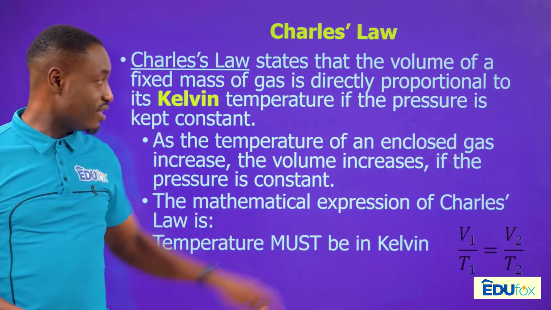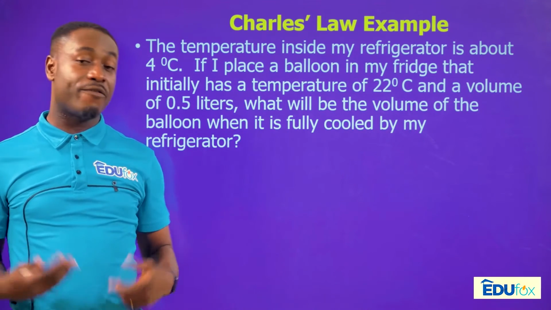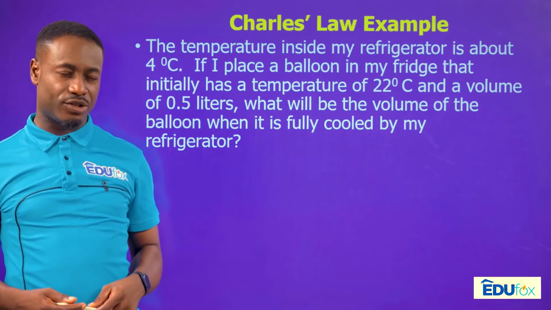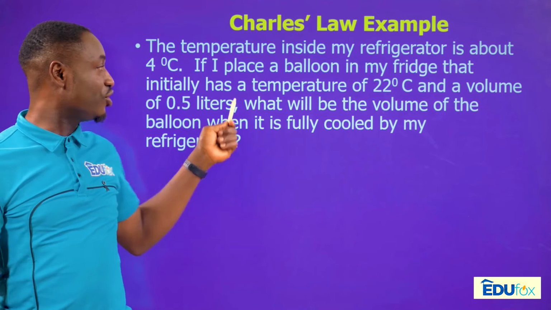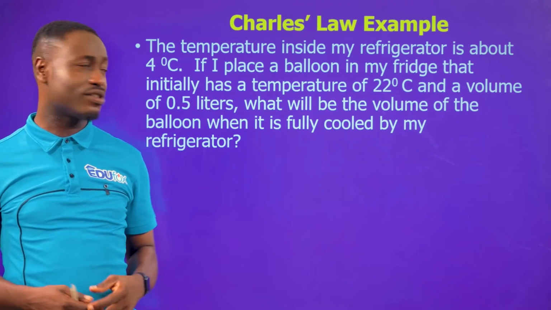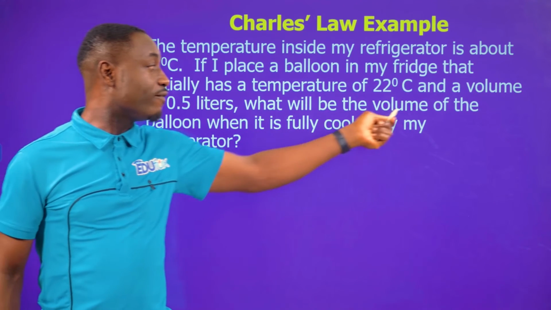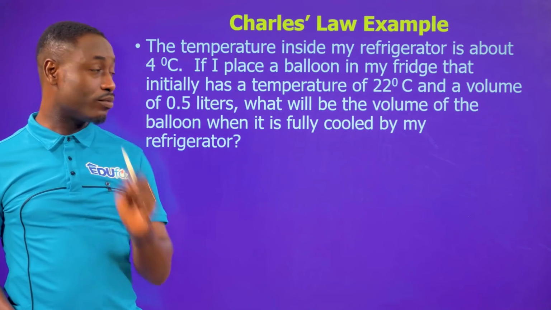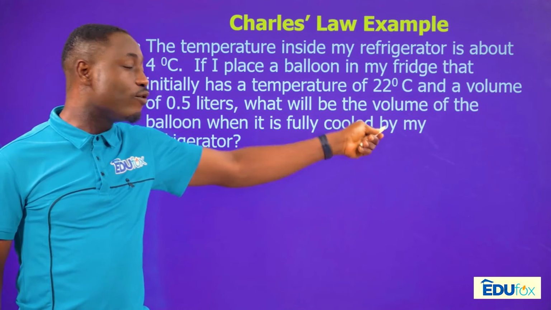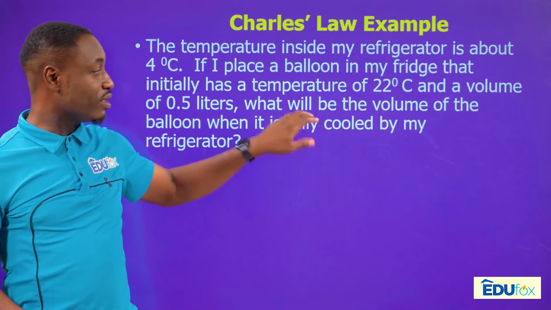So then we now apply this in several problems. We have a problem here. The temperature inside my refrigerator is about 4 degrees Celsius, and if I place a balloon in my fridge, which is strange, that initially has a temperature of about 22 degrees Celsius and a volume of about 0.5 liter, very small, what will be the volume? We're looking for V2 when it is fully cooled by my refrigerator. Have you placed a balloon in the fridge before? You could try it sometime and do a little bit of calculation.